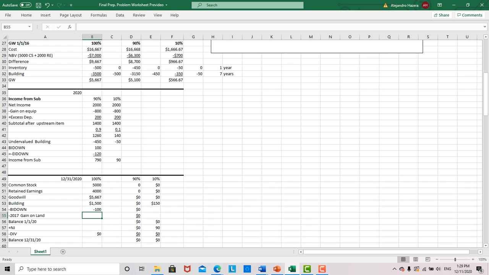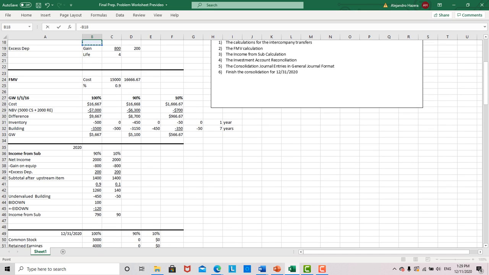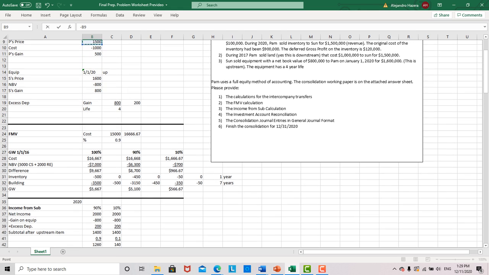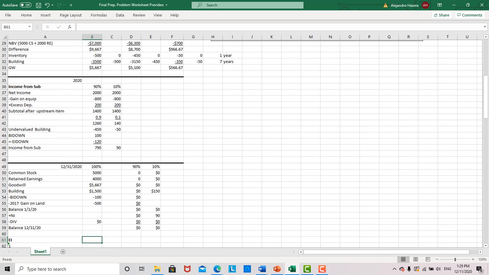And then we're going to take out the gain on the sale of land that took place in 2017. Okay, so we'll take that out. Gain on the sale of land was 500. The reason I'm taking the inventory out is because at the end of last year it had not been sold by the sub to a third party. It's a current asset, so this year it will be sold, but as of the beginning of this year, it had not been sold.